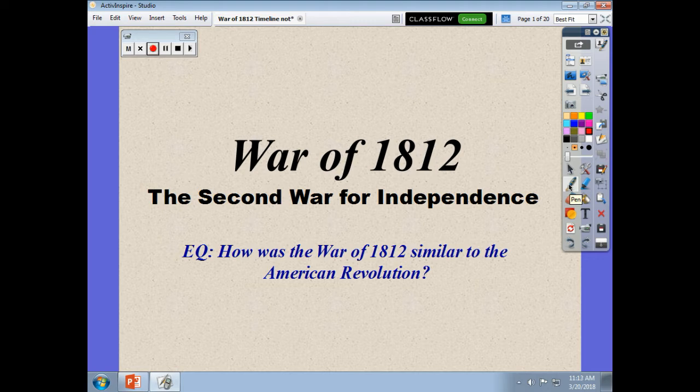Remember, similarities don't need to be exactly the same. There needs to be a relationship between the two. And of course, the obvious similarity between the War of 1812 and the Revolution is we've got the same enemy. We've got the same person or group of people that we're fighting against.